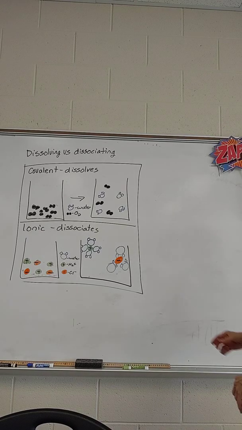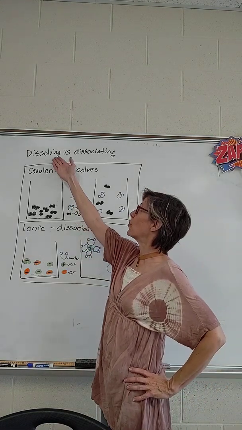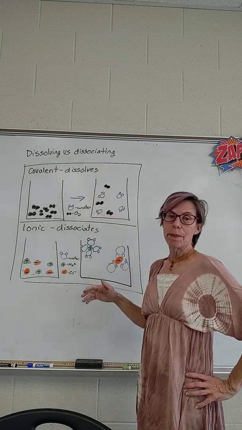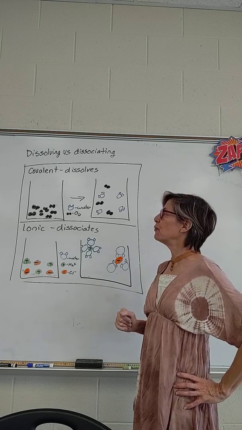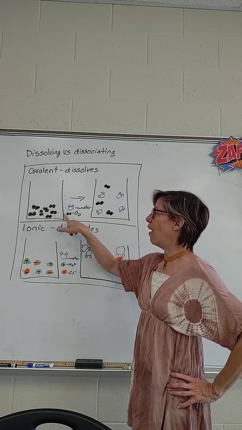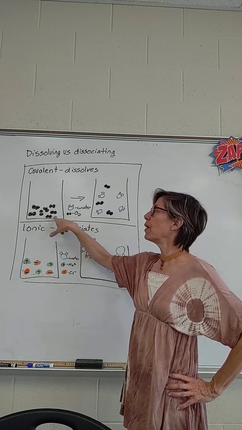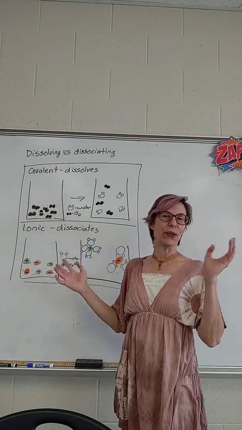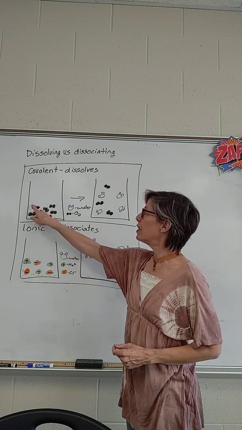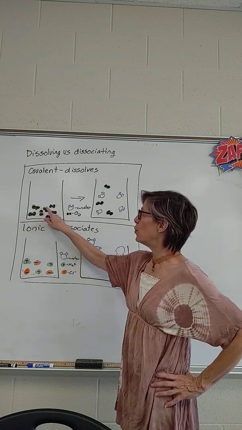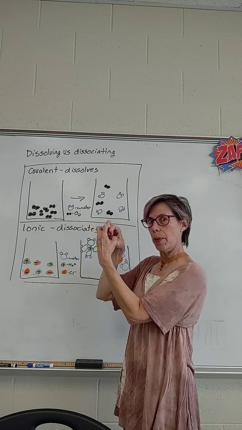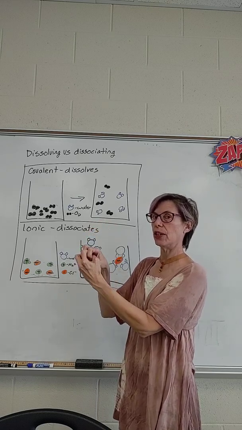Everybody. Today we're going to learn about the difference between dissolving and dissociating. Covalent compounds, and we learned about those in an earlier video, would be something like oxygen that I have drawn right here. So this is a bubble of oxygen in a container or a tube or something. And you see that the molecules are made of two oxygen atoms, and those oxygen atoms are touching. They're bonded together into a molecule.